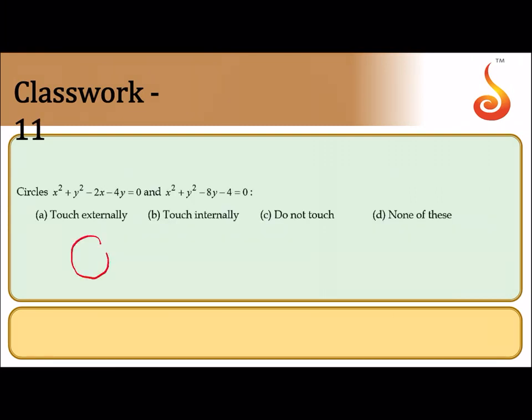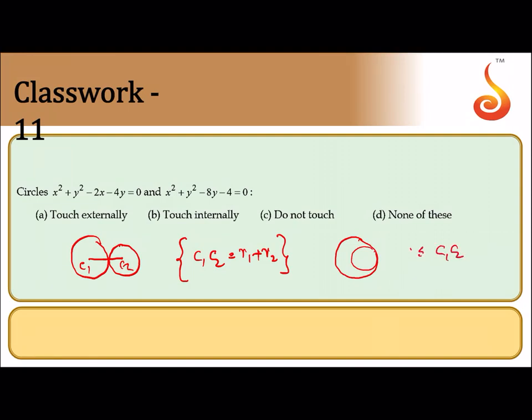Example 11. These circles touch internally. Let us discuss what happens when two circles touch externally. So this is C1 and this is C2. Write down the concept. I am putting a curly bracket. C1C2 is equal to R1 plus R2 if it is touching externally.